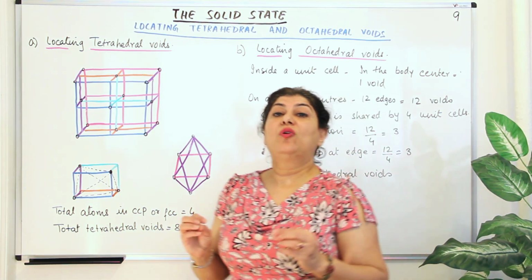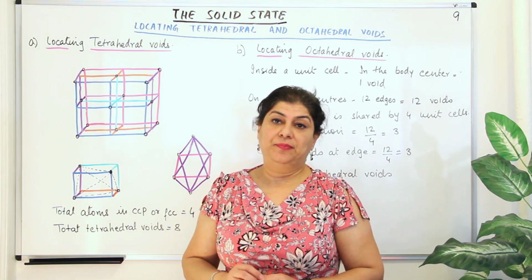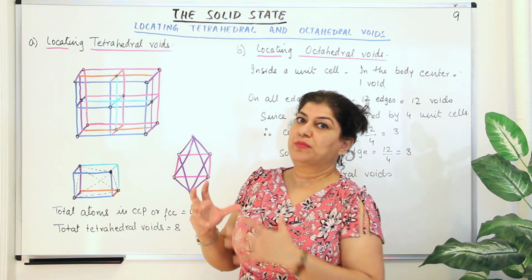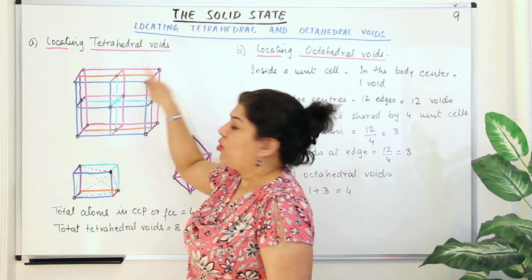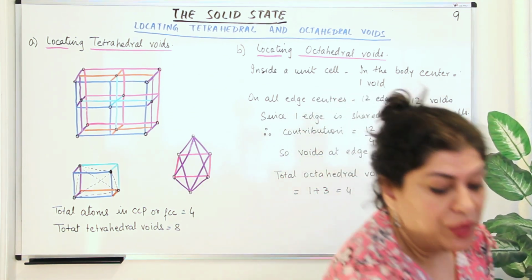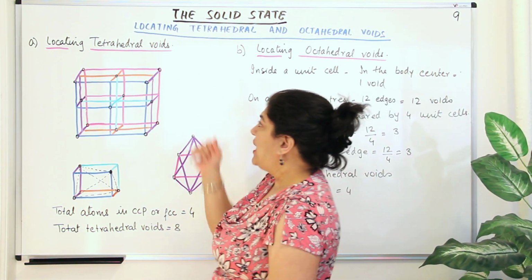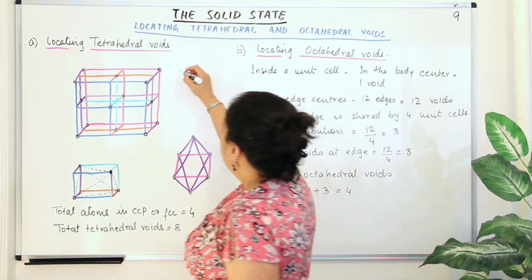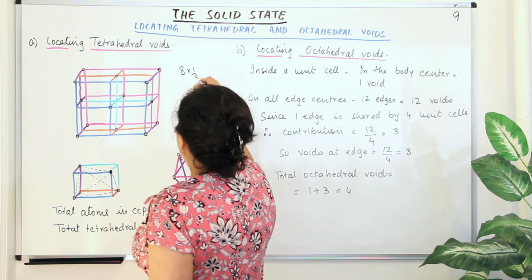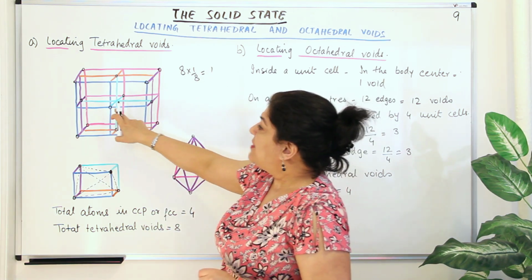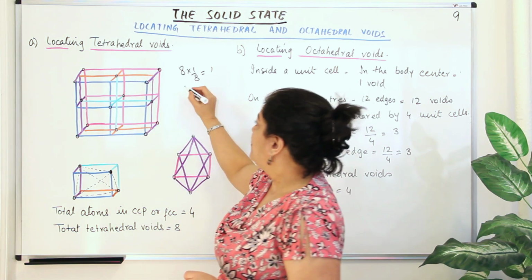What is the number of atoms in a unit cell? The number of atoms can be calculated by counting the total number of atoms. We know there are 8 corners and atoms present in 8 corners. And each atom contributes 1/8, because every corner is equally divided by 8 unit cells. So 8 corners into 1/8 is equal to 1 atom. And there are how many faces? There are 6 faces.